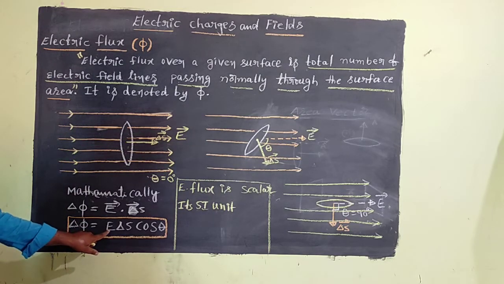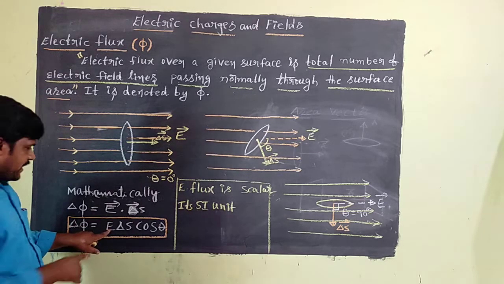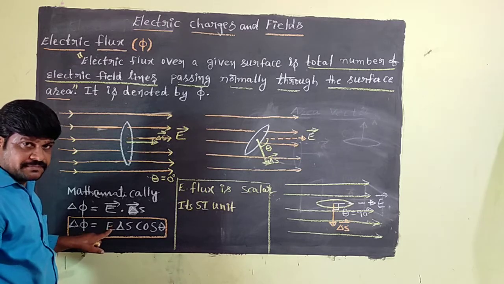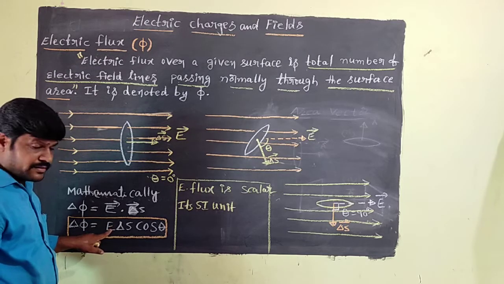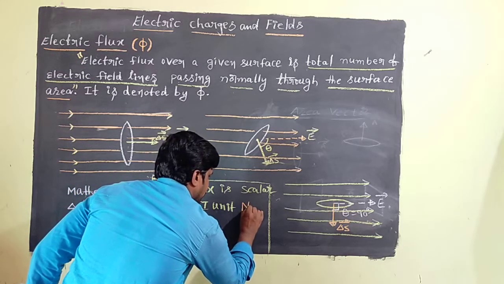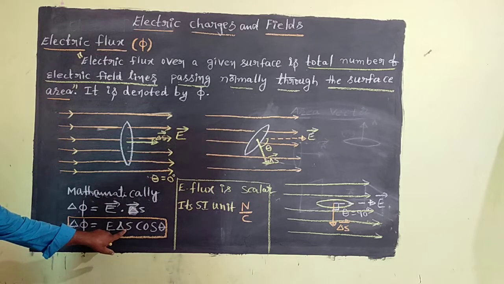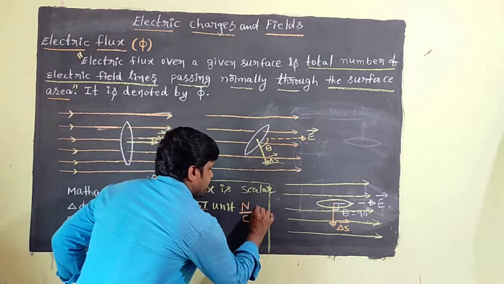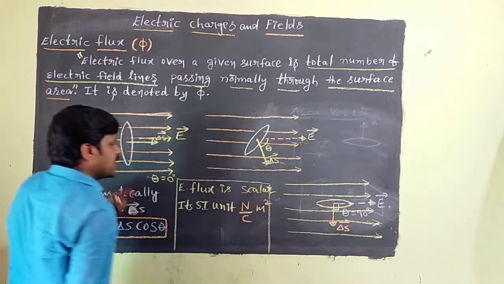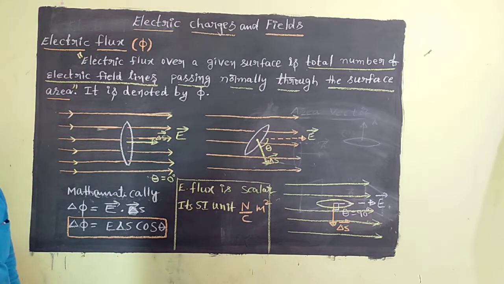For electric field, the SI unit is Newton per coulomb. Now this one is nothing but the area vector. For area vector, the unit is meter square. So the SI unit of electric flux we can take as Newton meter square per coulomb.